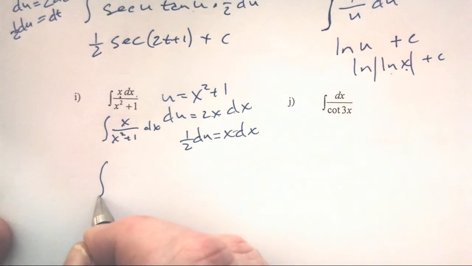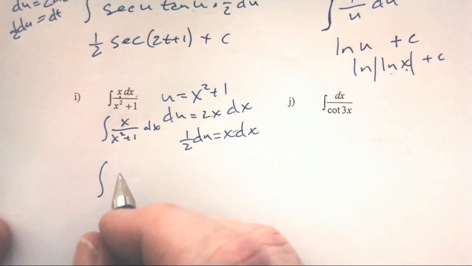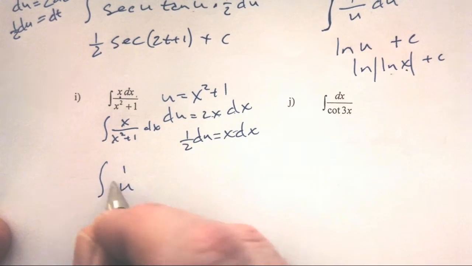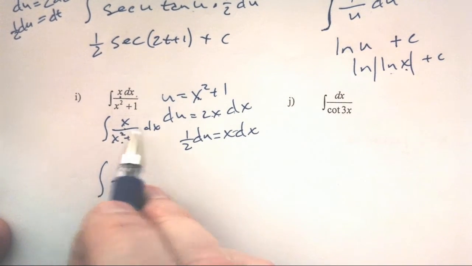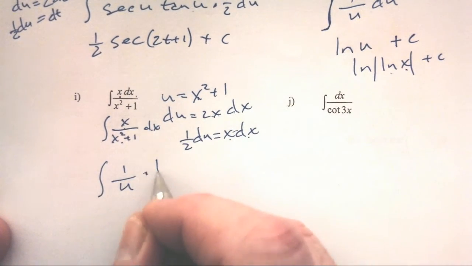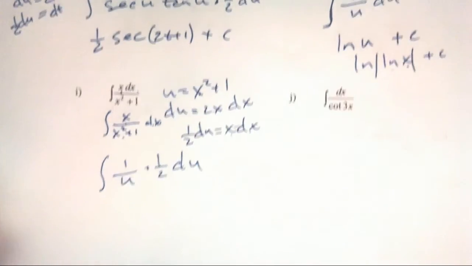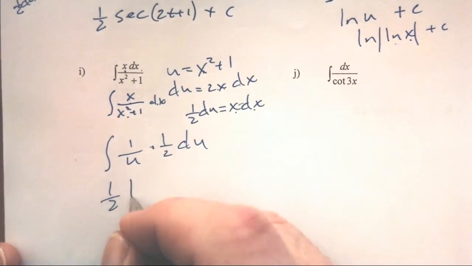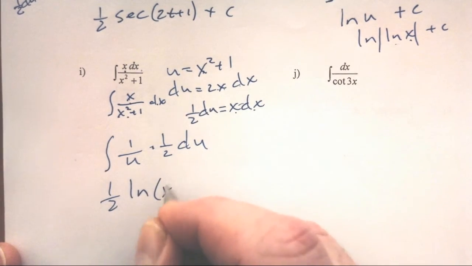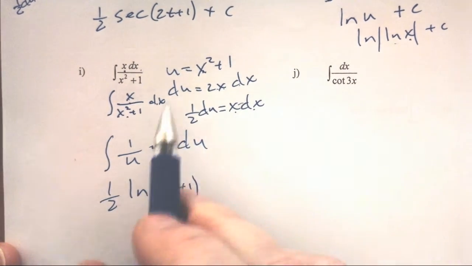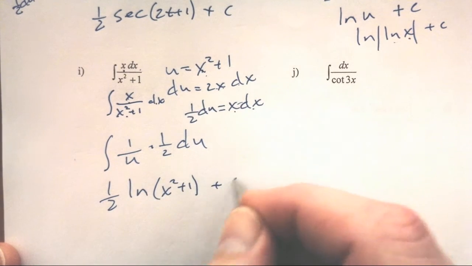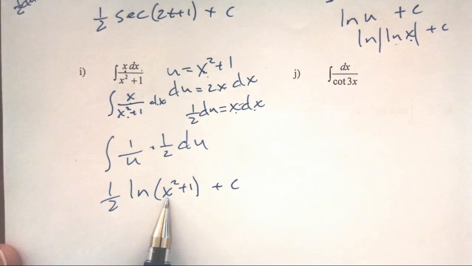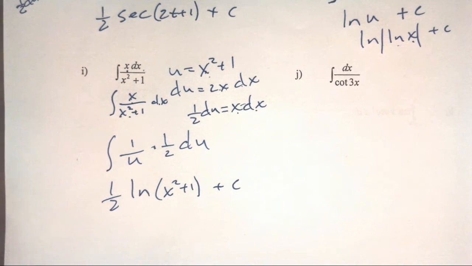So what do I have? Integral 1 on u. What am I left with? x dx. What is x dx? Times 1/2 du. And I get 1/2 out in front. ln u, what is u? x squared plus 1, plus c. Do I need absolute values around x squared plus 1? It would just be silly. x squared plus 1 is going to be a positive value.